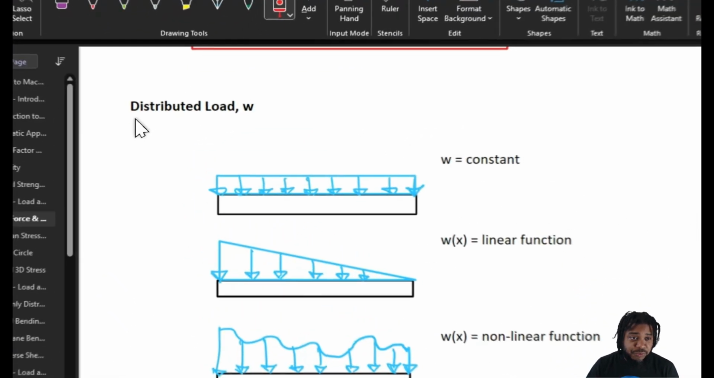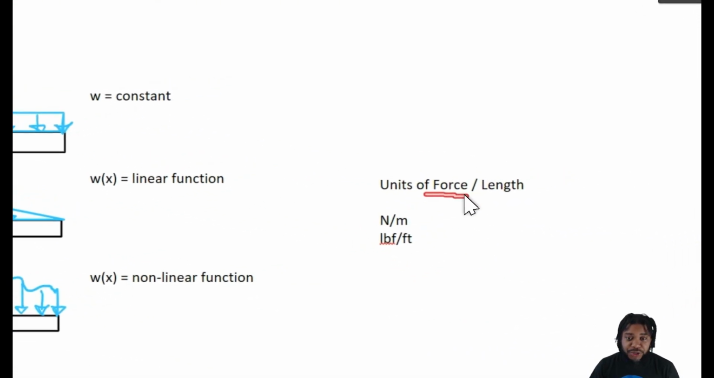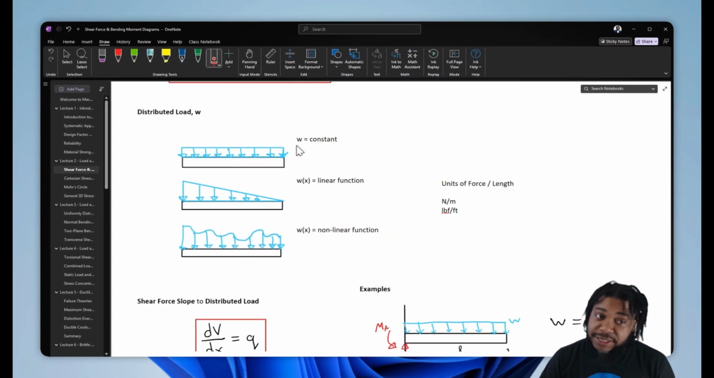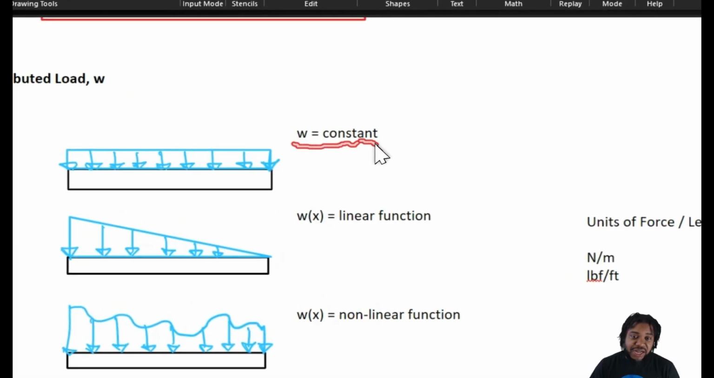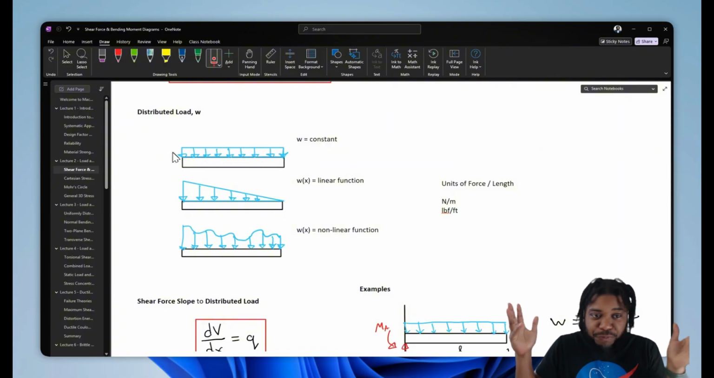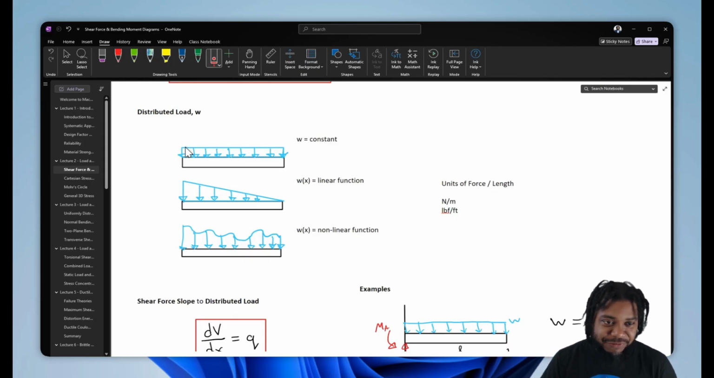With those type of forces, we call them distributed loads, and they have units of force over distance or over length. The easiest distributed load we can deal with is when that distributed load is constant, meaning that the force is a constant value distributed over the length. So say force is 10 newtons per meter, right? So you have a constant force that's applied across the length of your geometry.